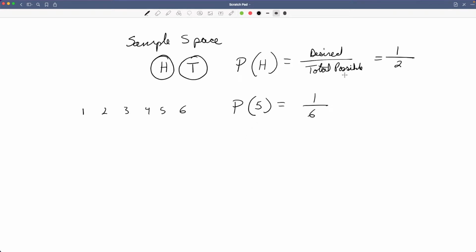What you want over the total possible outcomes. What we wanted was 5, and there's a total of 6 possible outcomes because there are 6 sides on a cube die.